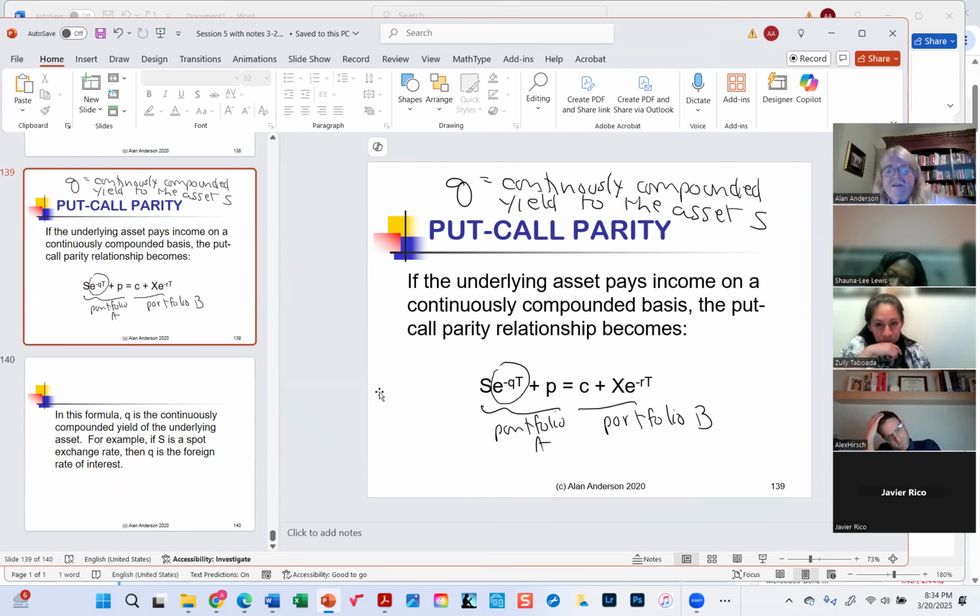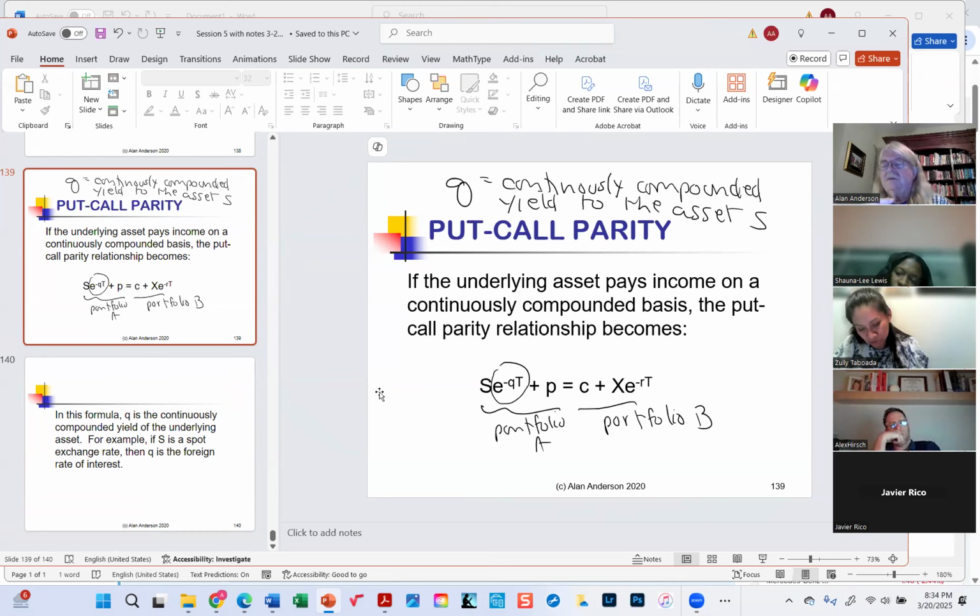And again, if you wanted to, we could set up 2 more portfolios and prove it, but I think you get the idea here. So there are 3 basic versions of the put call parity condition. The original one, which assumes no cash flows, the second one, which assumes discrete dividends, and the third one, which assumes a continuously compounded rate of return to the owner of that asset, like an interest rate on a foreign currency.